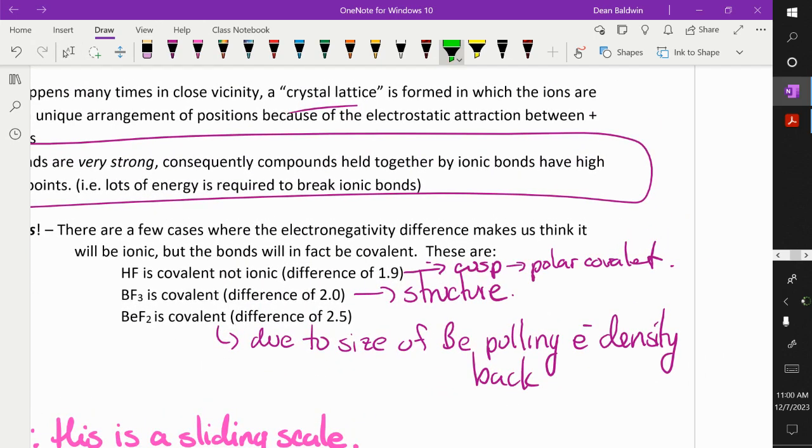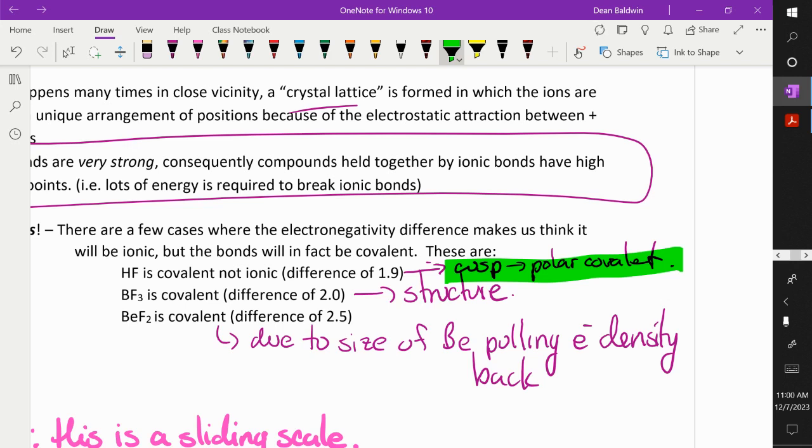So HF is covalent, not ionic. If you look at it, the difference is like 1.9. And this is like a scale, right? It's not just distinct numbers. And I looked up other stuff on the internet, and they say if the difference is 2.0, then it's ionic. They consider it ionic. So this is like a cusp molecule. It also has to do with the size of hydrogen.